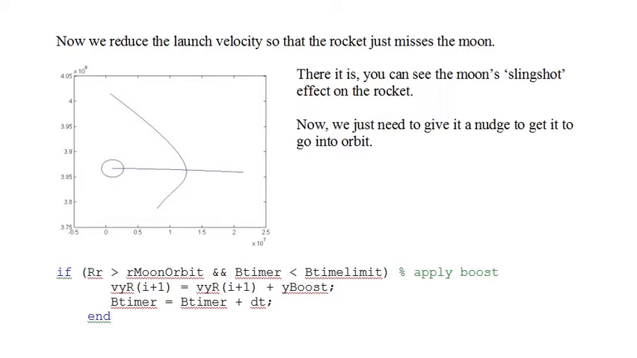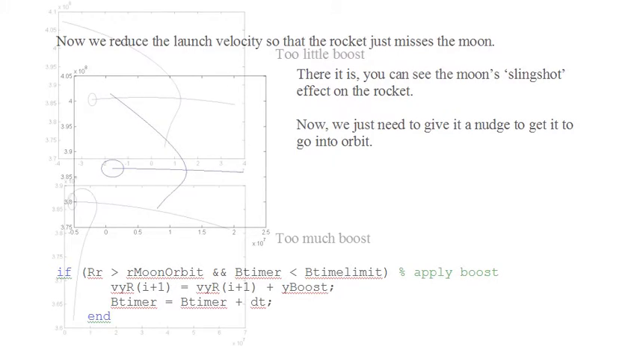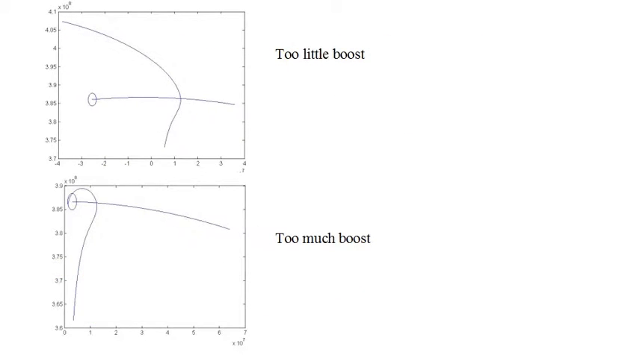The code is shown. The parameters for the guidance boost are the boost acceleration, y boost, and the boost duration, b time limit. The variable b timer times the duration of the boost. The boost begins just as the rocket reaches the altitude of the moon's center of mass. So we select a time limit and a boost value and give it a shot.